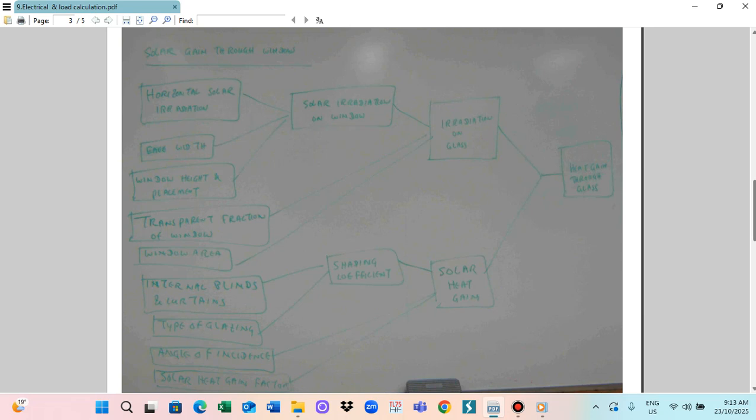Okay, this is for the solar irradiation of the window. Another one is the heat passing through the window. Some heat will be reflected, and some heat will be transmitted. So the transparent section of the window affects the heat transfer, so we also have to consider the transparency, the transparent section of the window, and also the window area.